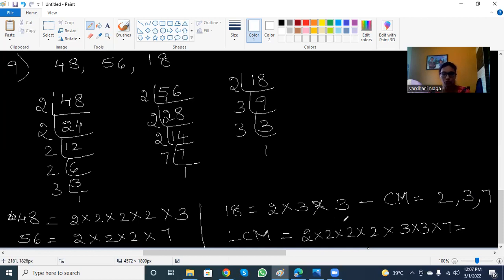2 2s are 4, 4 2s are 8, 8 2s are 16, 16 3s are 48, 48 3s are 144, 144 7s are, 7 1s are 7, 7 4s are 28, plus 3 is 31... the answer is 1008. So this will become the LCM of these three numbers.